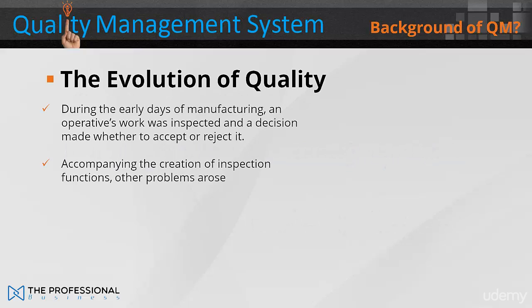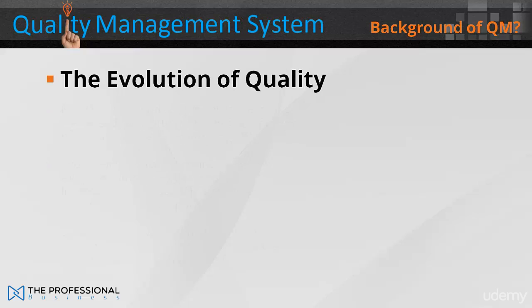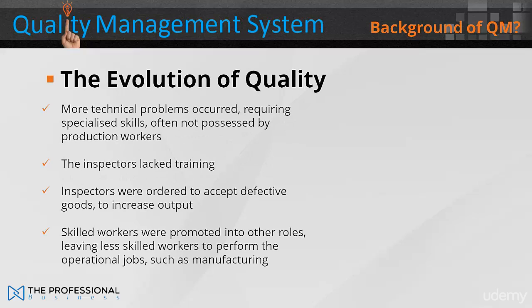During the early days of manufacturing, an operative's work was inspected and a decision was made whether to accept or reject it. As businesses became larger, so too did this role, and full-time inspection jobs were created. Accompanying the creation of inspection functions, other problems arose.